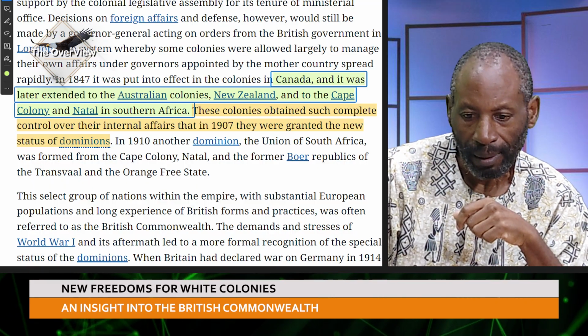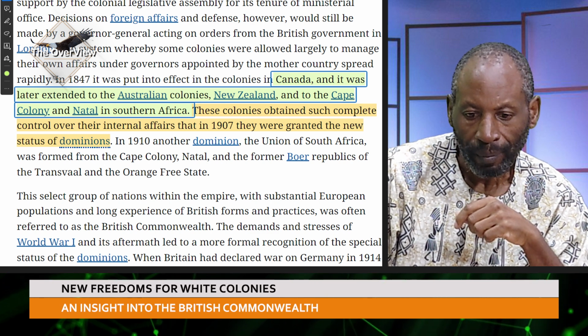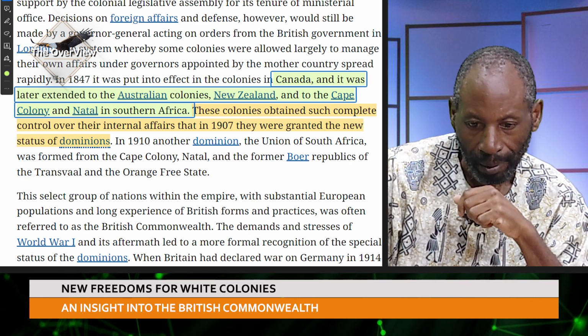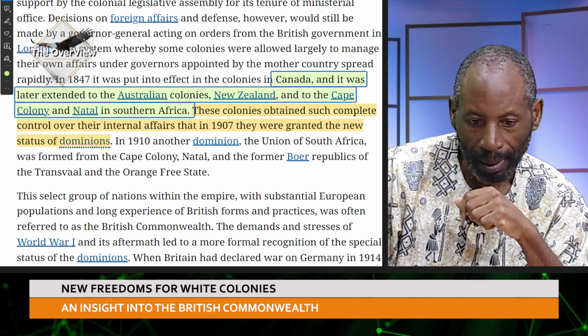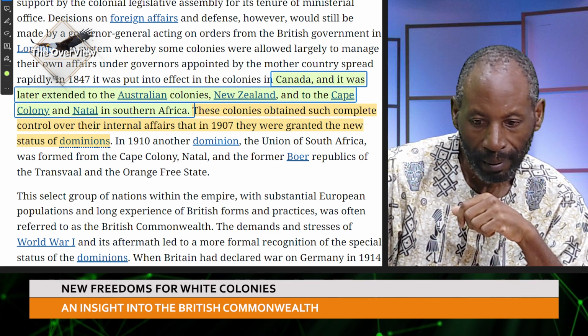So over time, from that period, the other white-led colonial structures began to become more independent from the British government. And these more independent groupings were called dominions. So they attended their first conference in 1887. These semi-independent states or semi-independent territories. So this was Canada, as I was saying, Australia, New Zealand, and Cape Colony, and Natal in South Africa.